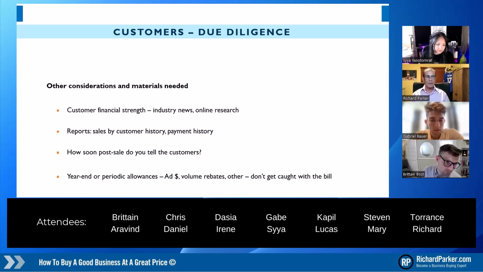Other considerations and materials needed. You want to understand the customer's financial strength. You may have a customer, whether concentration or not, but want to understand whether or not they're going out of business.